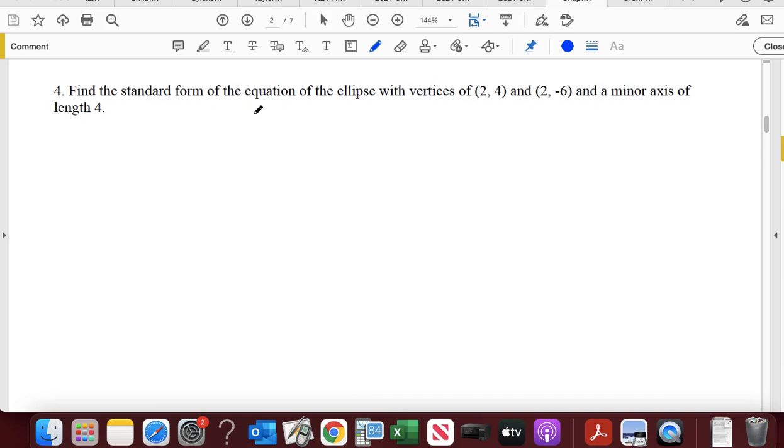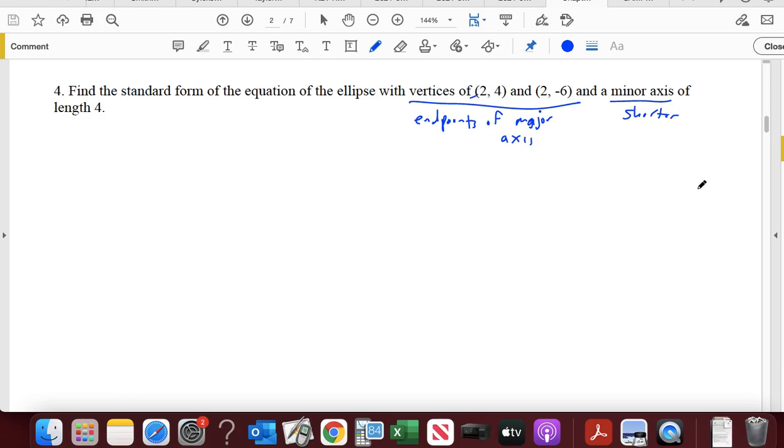All right, find the standard form of the equation of the ellipse with vertices of (2, 4) and (2, −6), and a minor axis of length 4. Okay. All right, so remember, minor axis, that's the shorter one, whereas the vertices here, those are the endpoints of the major axis. So the longer of our two axes of the ellipse.